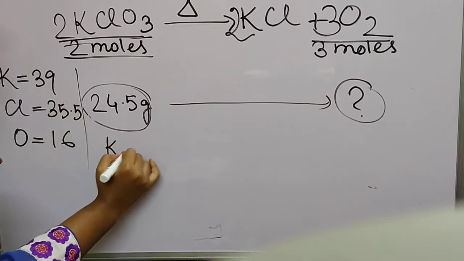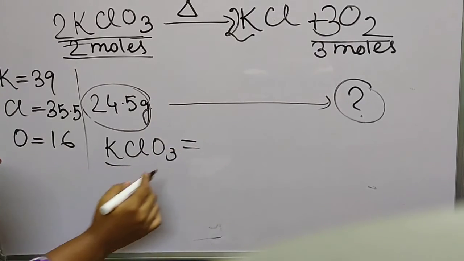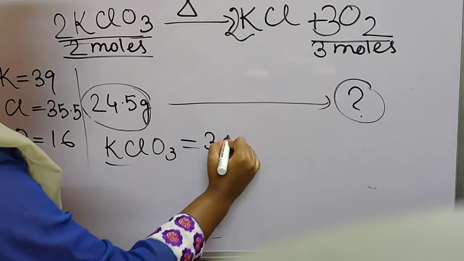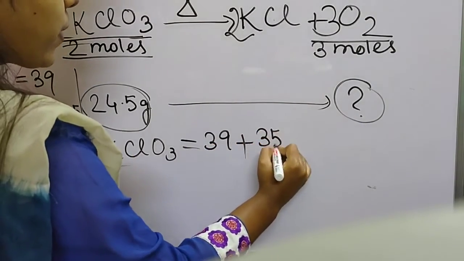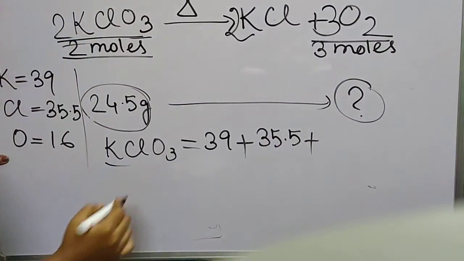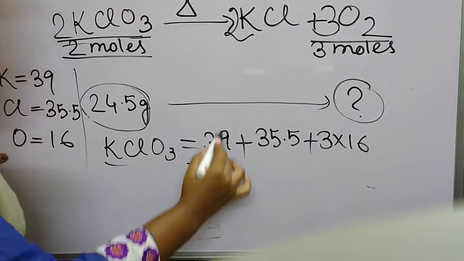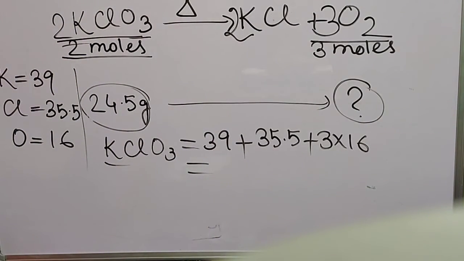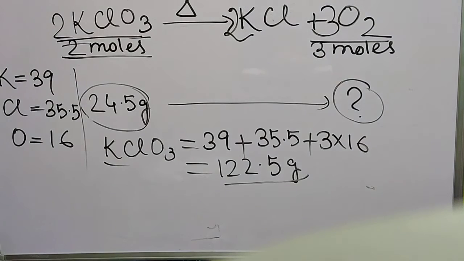So now I am calculating the molecular weight of KClO3. How many atoms of potassium are there? Only 1. So 1 into 39 means 39. 1 atom of chlorine, so 1 into 35.5 means 35.5, plus 3 into 16, because the atomic mass of oxygen is 16. Now by adding all of them, the total value will come as 122.5. This is the molecular weight of KClO3.